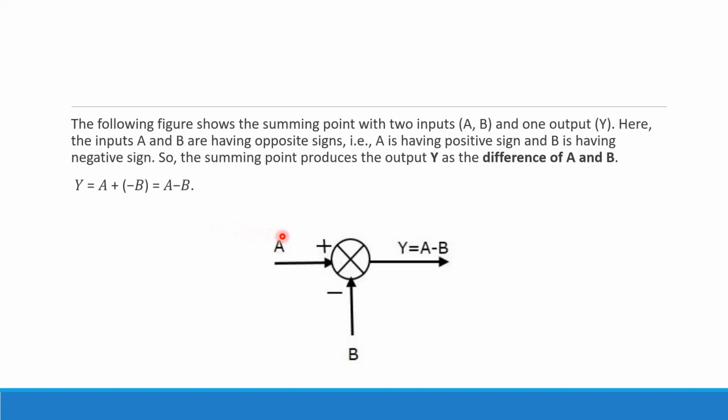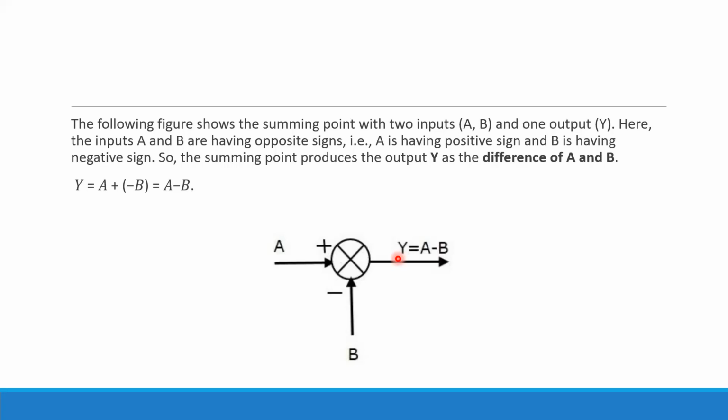Okay, so this A and B are your inputs, then there is your Y. As usual this is your output, because it is coming out from the summing point. The value of A is positive but the value of B is negative. So instead of summation, subtraction is going to happen. Whatever the values of A and B, they will be put here and the subtraction will happen like A minus B. So Y will be equal to A minus B.